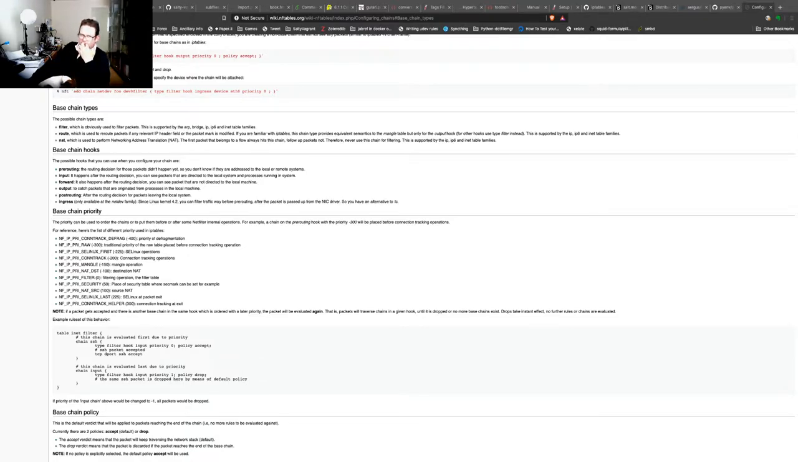Now, a few sessions back, we briefly touched on nftables and the fact that nftables was replacing iptables. Now, netfilter. We've covered briefly prior to this the structure of netfilter tables.